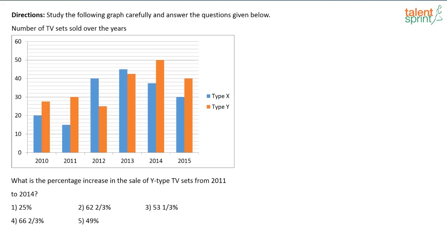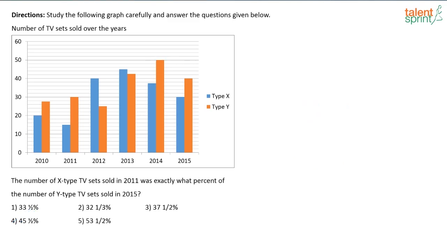What is the percentage increase in the sale of Y-type TV sets from 2011 to 2014? Where is the Y-type TV set? Here, 2011, 2014. So what is the percentage increase? Here it is 50, correct? Here it is 30. So it is nothing but 50 minus 30 by 30 into 100. What is the answer? That is 200 by 3, which is nothing but 66 2 by 3%. Option 4.